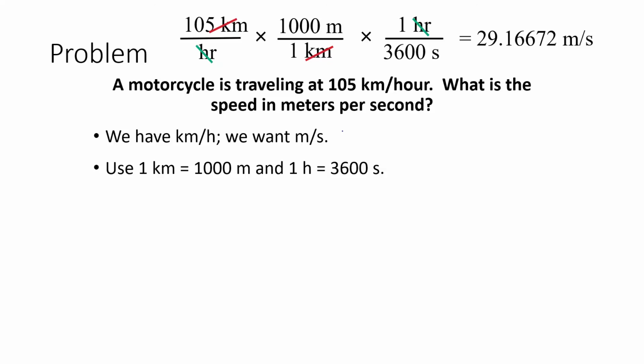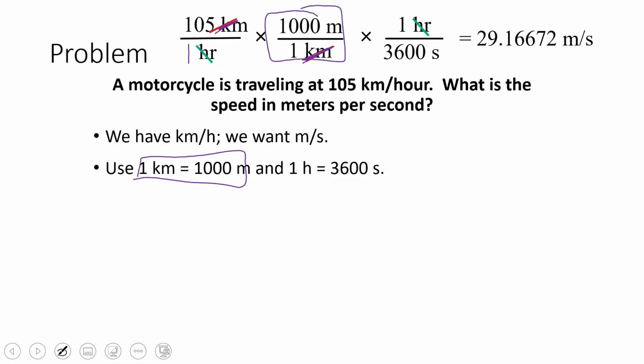So I wanted to make sure, did you set up your 105 kilometers for every 1 hour? To get rid of kilometers, I needed to have kilometers down here, and we know that 1 kilometer was 1,000 meters. So I used 1,000 meters over 1 kilometer. Then I wanted to get rid of my hours. So I used the conversion factor of 1 hour, there are 3,600 seconds.